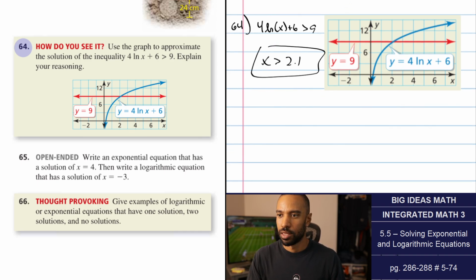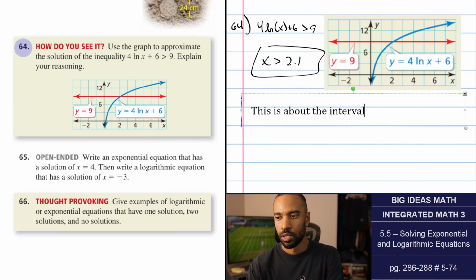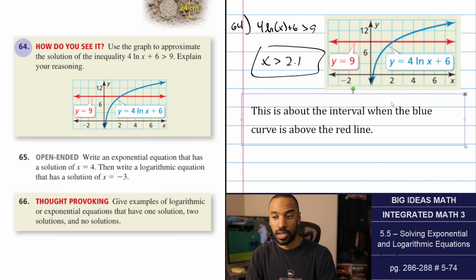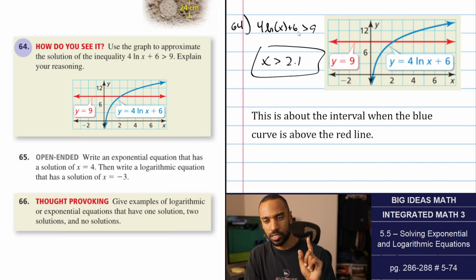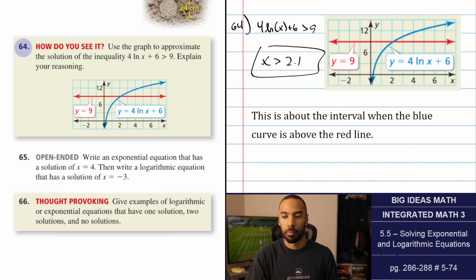So I'll say this is about the interval when the blue curve is above the red line. Now I'm very fascinated in the actual answer. So if I subtract 6 and divide by 4 and raise both sides with the e power there, that's e to the 3/4 power. And e to the 3/4 power is 2.117. So I'm good on my 2.1 answer personally.